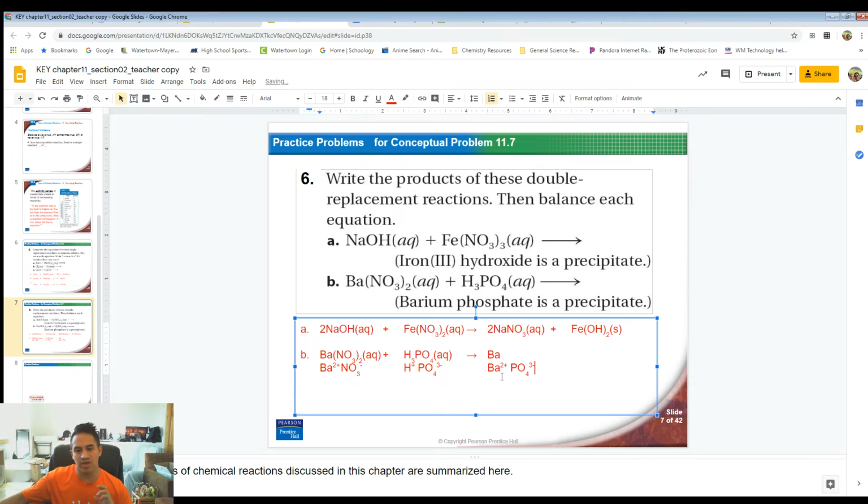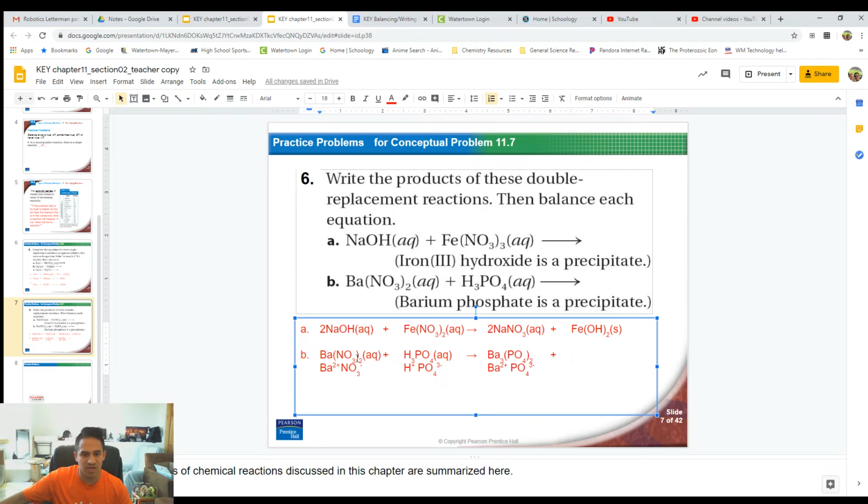Okay, so we have to balance our charges. We can do our Wonder Woman. So we can drop and switch the numbers. So the 3 from this is going to go down onto the barium, and the 2 from this is going to go down on the phosphate. So we're going to have Ba3, and then in parentheses, PO4, and then a 2 outside. Okay, so there's that chemical formula.